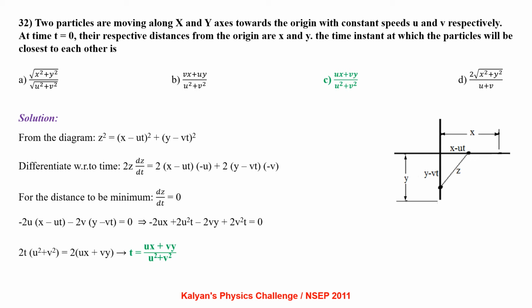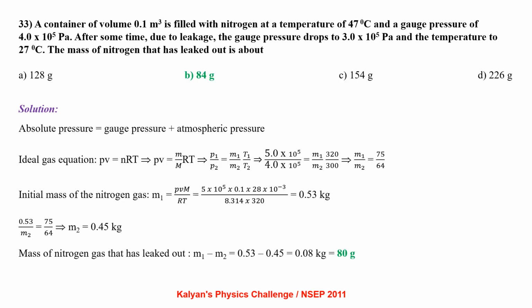A container of volume 0.1 meter cube is filled with nitrogen at a temperature of 47 degrees centigrade and at a gauge pressure of 4.0 into 10 power 5 Pascal. After some time, due to leakage, the gauge pressure drops to 3.0 into 10 power 5 Pascal and the temperature to 27 degrees centigrade. The mass of nitrogen that has leaked out is about? Absolute pressure equal to gauge pressure plus atmospheric pressure.